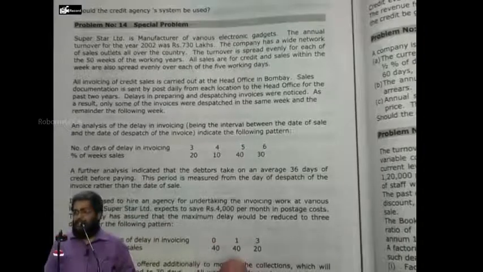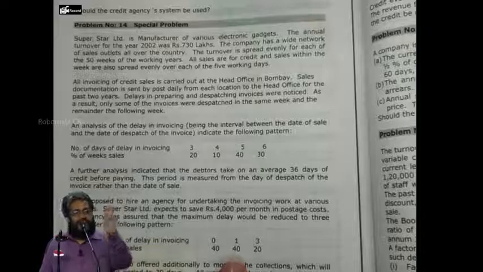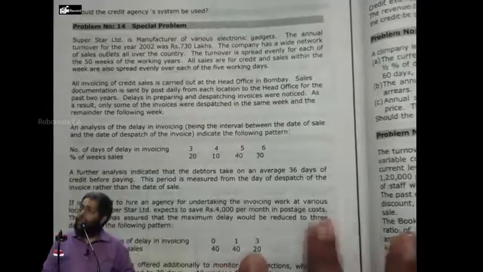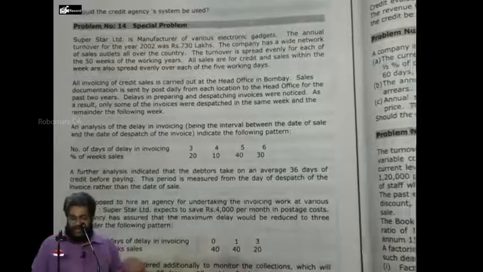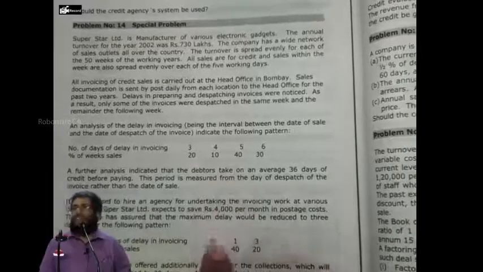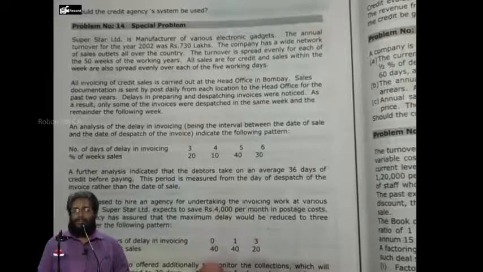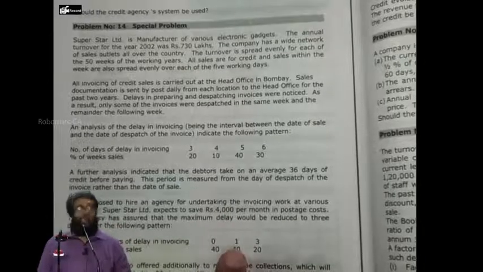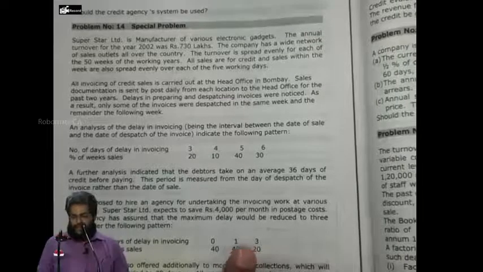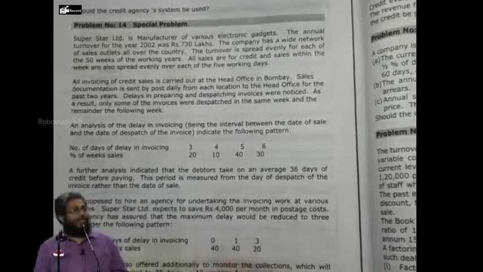For another 40% of the sale, the maximum delay is how many days here? 1 day. And the last 20%, how many days? 3 days. Are you following what I'm saying? In that case, the debtors pay after 36 days for how many sales? 40% of my sales. Listen here. After how many days? 37 days for another 40% of the sales. And after how many days? 39 days for another 20% of my sales.